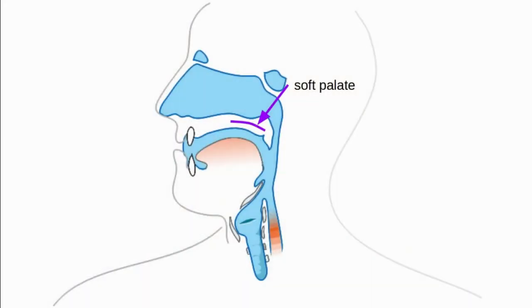Here's the diagram for that. Because this area doesn't have any bone, it can move up and down. In fact, we use muscles to move it up and down to open and close off the nasal passage, to make the nasal sounds we were just talking about. Not only that, but there are sounds we make by bringing the back of the tongue up to touch the soft palate. These are sounds like the k in cook and the g sound in gig.